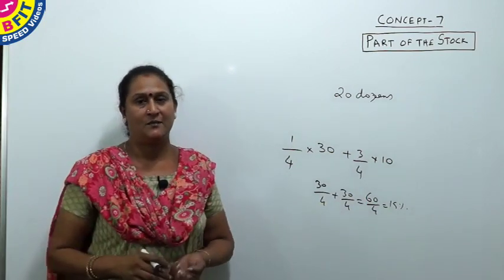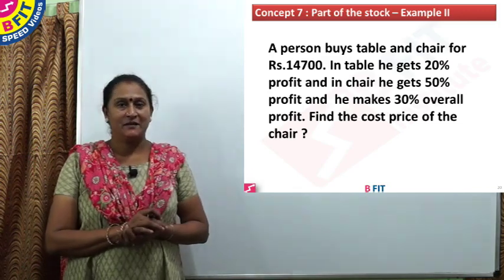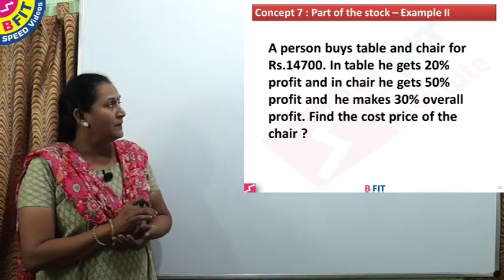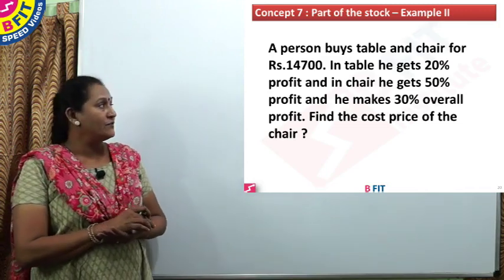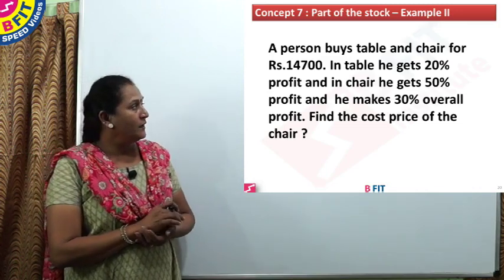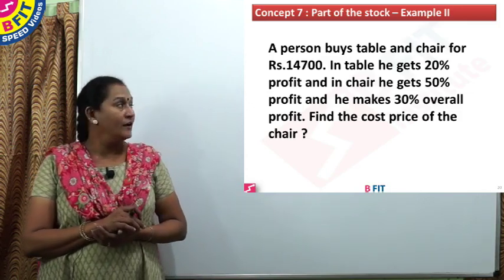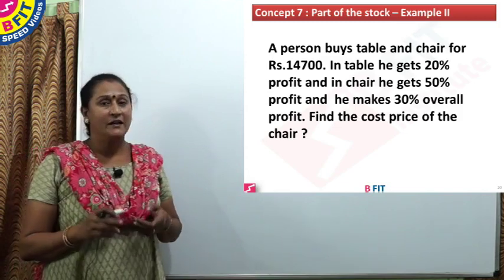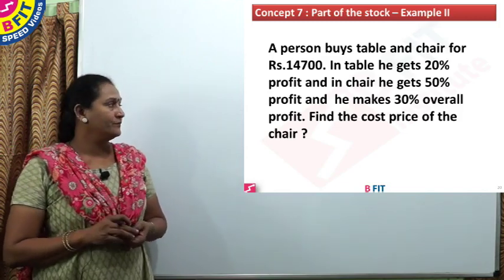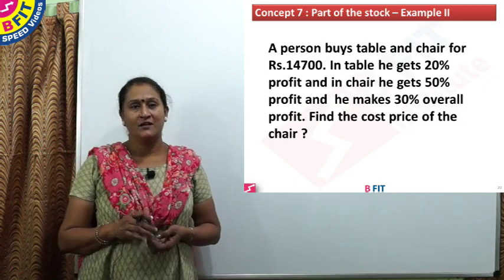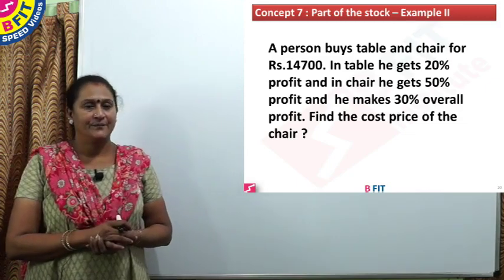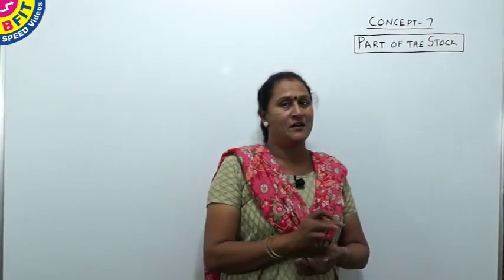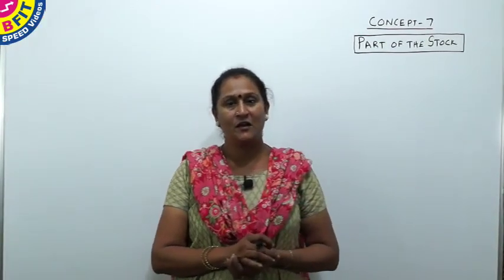So we'll see another example. The question is, a person buys a table and chair for rupees 14,700. In the table he gets 20% profit, and in the chair he gets 50% profit, and he makes 30% profit overall. So find the cost price of the chair. We'll see the working. So the total cost of table and chair is given as rupees 14,700.